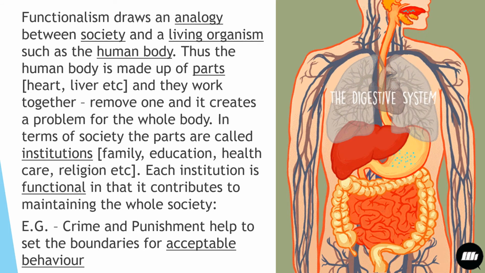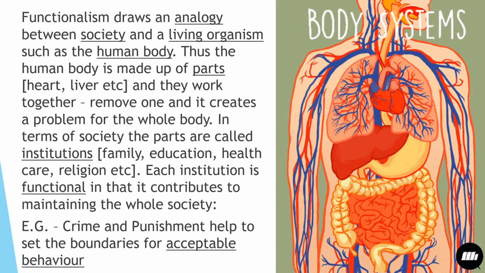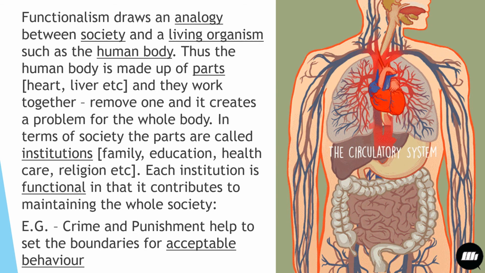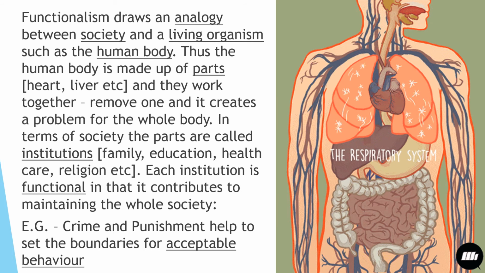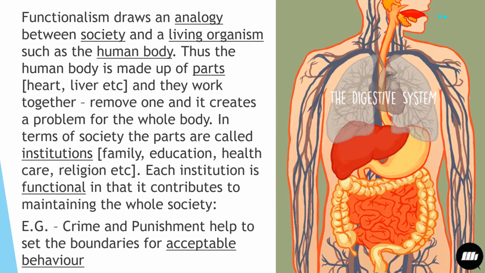So crime and punishment, for example, sets the boundaries for acceptable behaviour. One of the big parts of the analogy that functionalism highlights was the idea that shared norms, shared values, a shared culture is like the skin in this body analogy. It holds all the organs in place, keeps everything together, and has its own purpose and function. So that's why it's important we have those shared norms and values.